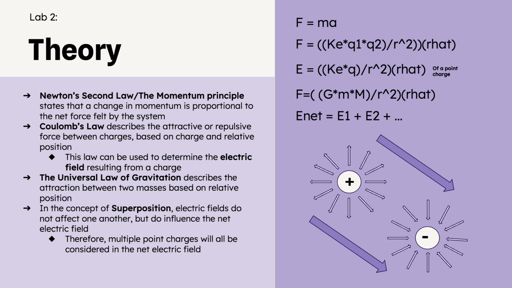The universal law of gravitation, which describes attraction between two masses based on relative position. This is also where we get our gravitational constant, g, which is negative 9.8 meters per second squared. That's acceleration due to gravity.